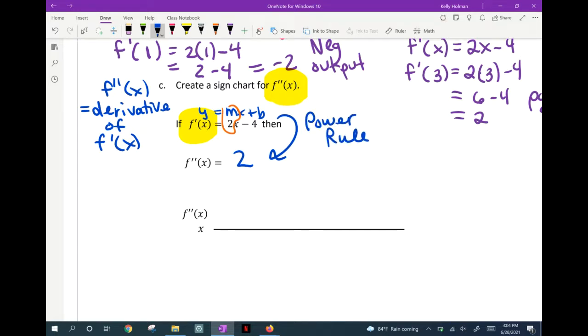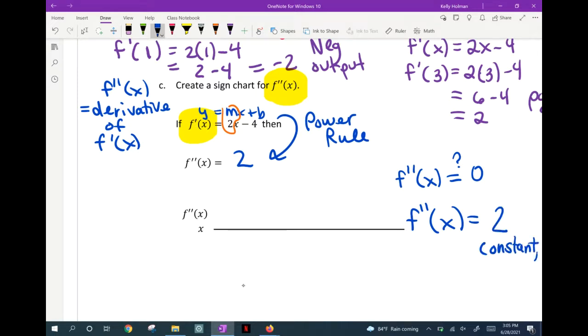Okay, this one's kind of weird for a sign chart, because I'm supposed to take the second derivative and ask myself where that would equal 0. But my second derivative, no matter what my input x is, is always a constant 2. So that means it's always a positive output, which means there are no partition numbers. I can't break this sign. It doesn't change from positive to negative.